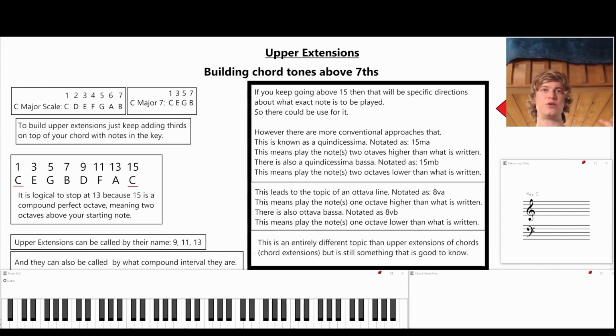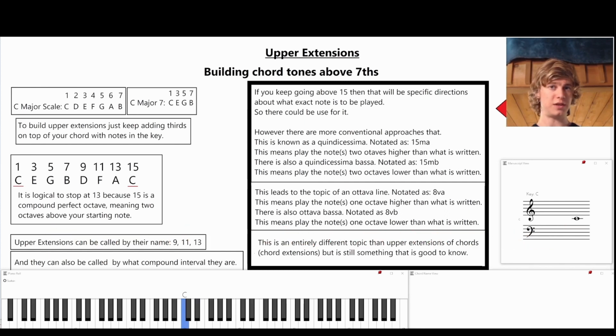This is known as the quindecesima, notated as 15 MA. This means that you play the note or the notes that are notated 2 octaves higher than what you're seeing written. There's also a quindecesima bassa, which is notated as 15 MB. This means that you play the note or the notes 2 octaves lower than what you see as written. Okay, so let's say written down you saw the note C, and then after that you saw the note E, just like this, but instead there is a quindecesima written next to it.